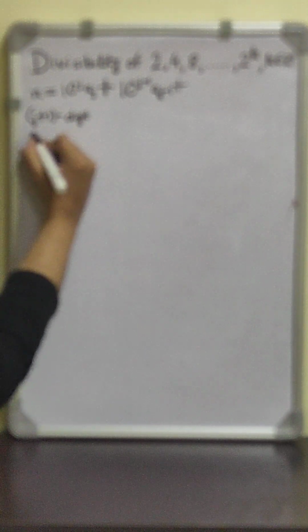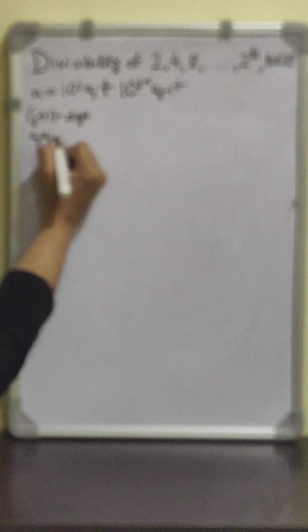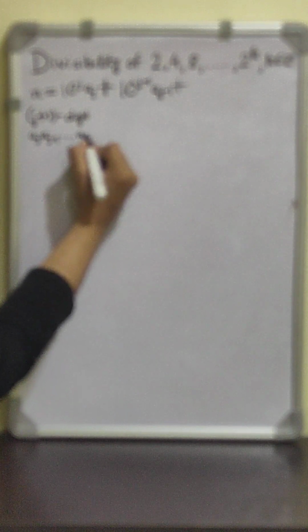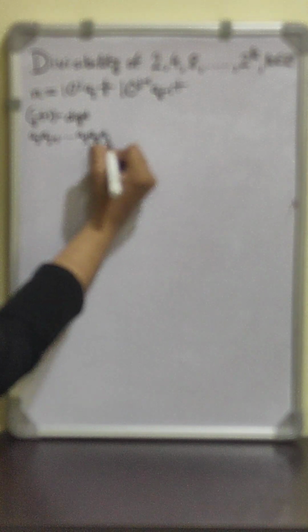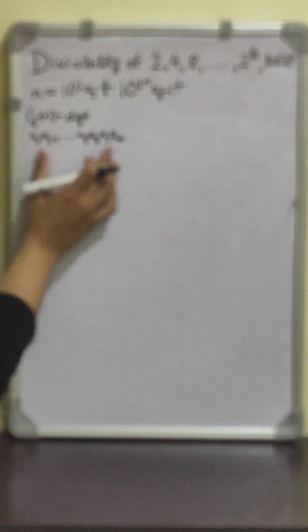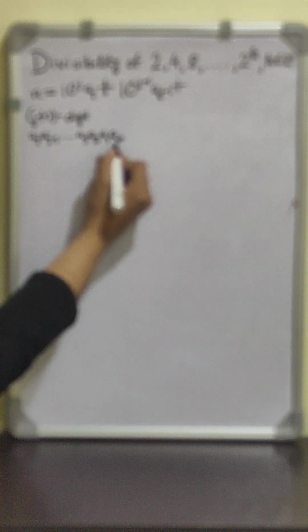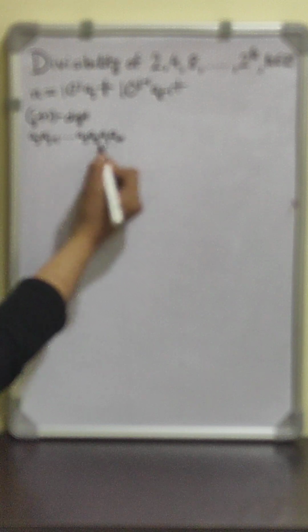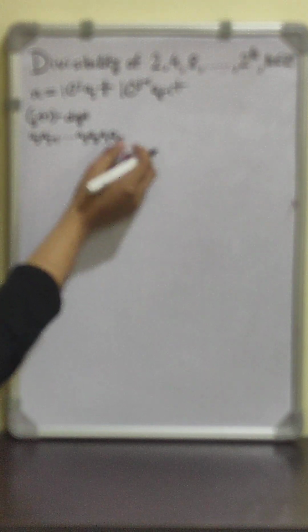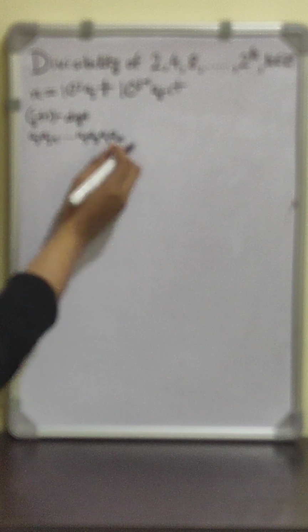So n looks something like this. We've done this in multiple videos. a3, a2, a1. This is how the number looks, but this is what the value of n is when expressed in powers of 10, because 10 is the base of the decimal number system. This is the last digit, this is the last but one digit, this is the third last digit, and so on.